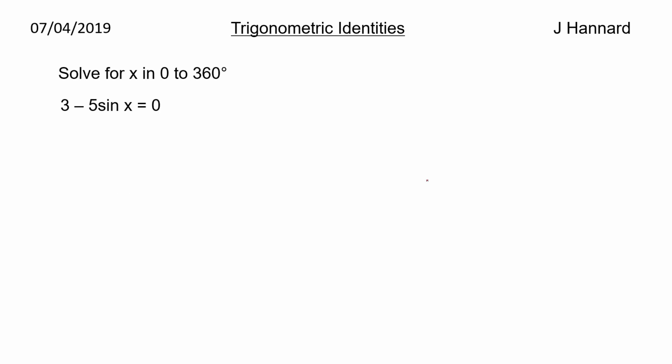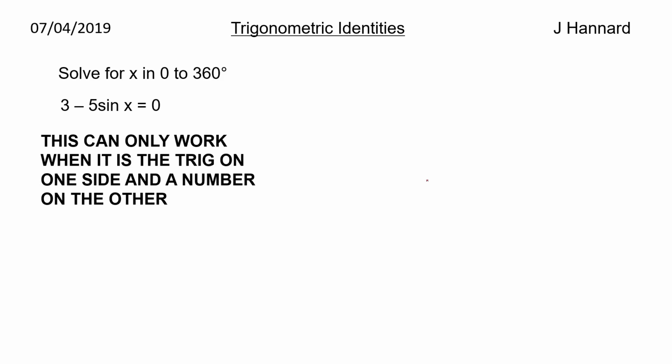These are the very basic ones that you would probably get at GCSE. Now we're going to move on to why this is in this course. So solve for x in the range 0 to 360. 3 minus 5 sine x equals 0. You might be thinking, what? Well, don't panic, just treat it as any other equation. This can only work when the trig is on one side and a number on the other. So we've got 3 equals 5 sine x. But it still only works if sine's on its own, so we have to divide both sides by 5.